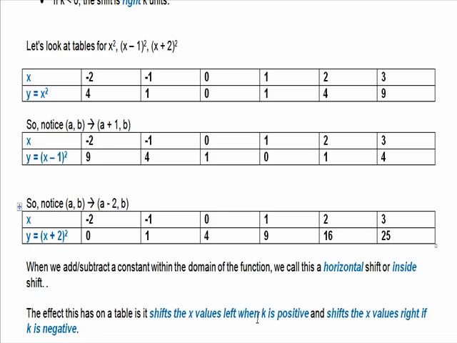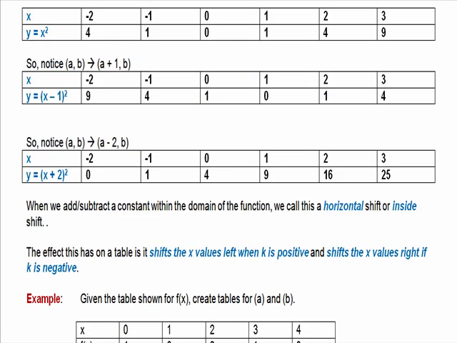So when we add or subtract a constant within the domain region of the function, we'll call this a horizontal shift, or I'll call it an inside shift, because if you look at the function, it looks like it's happening inside the parentheses. The effect this has on the table is it shifts the x values left when k is positive, and it shifts the x values right when k is negative. This is very, very tricky.